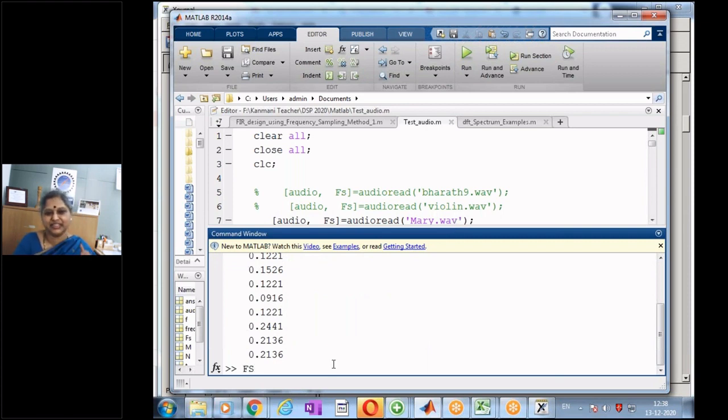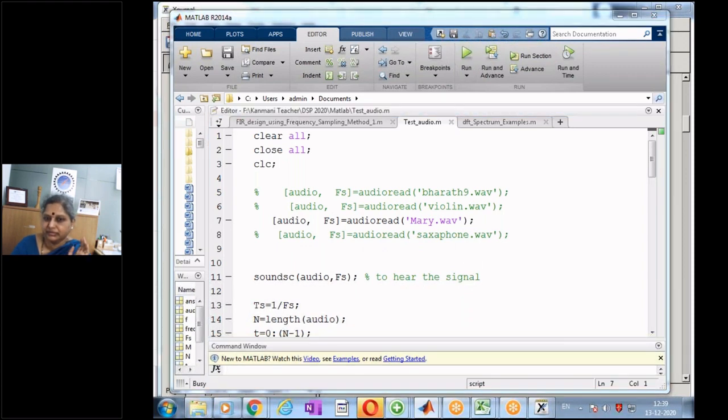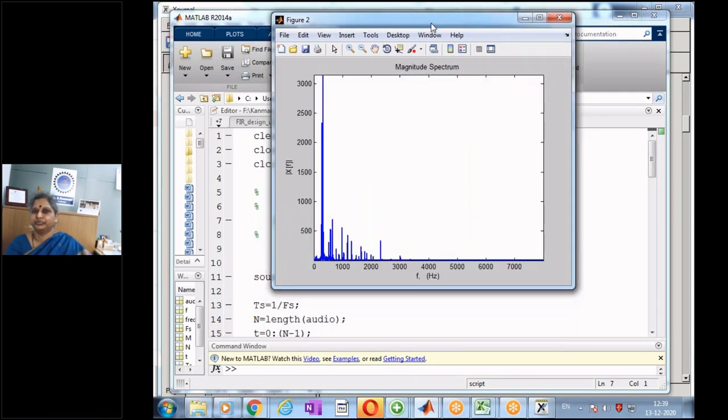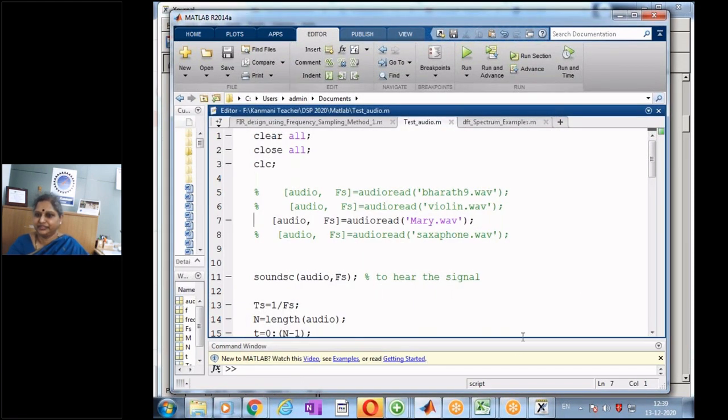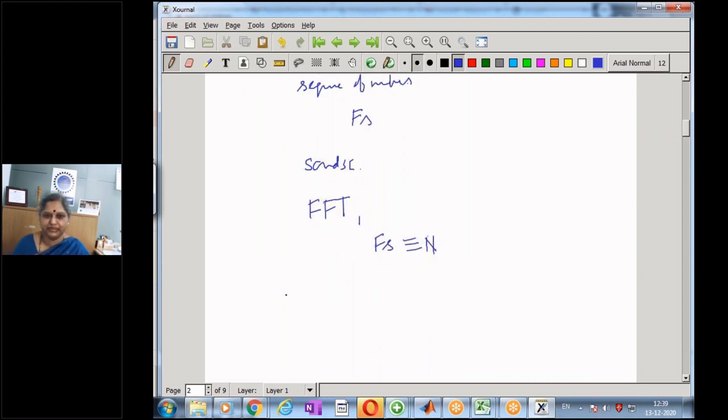And what's the sampling frequency that has been used in this case? The sampling frequency has been 16K, or 16,000 hertz. So let's hear it once again. So these examples show that audio signals are also sequences of numbers, and we can hear these numbers using a suitable command.